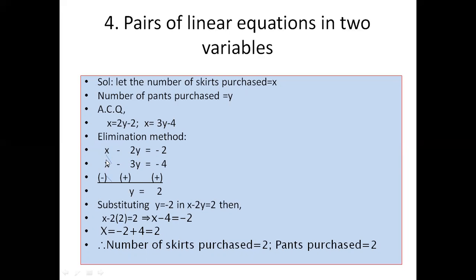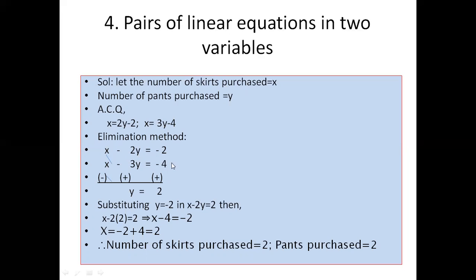Now again here, both x variables have the same coefficients, because where x has no coefficient we have to take it as 1. Here also x has no coefficient, so we take it as 1. Both coefficients are the same and the signs are the same. So we have to subtract both the equations.